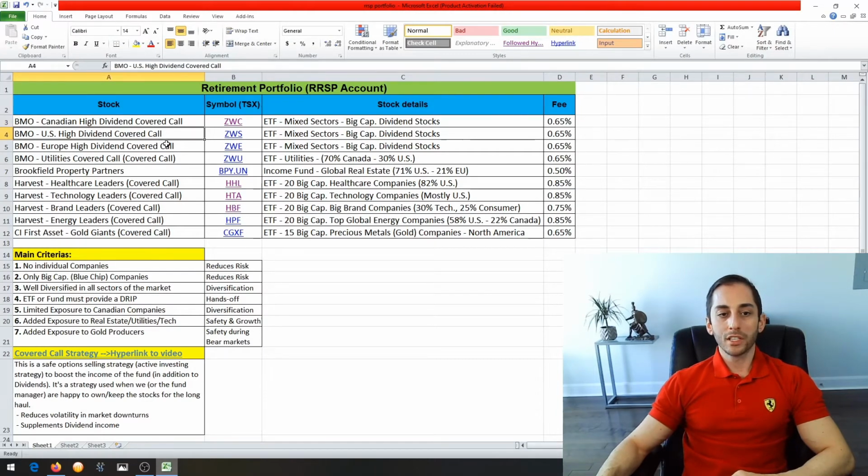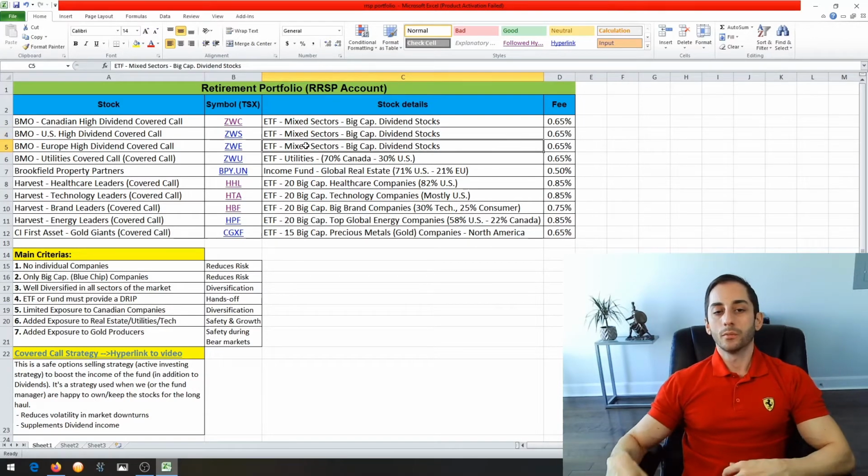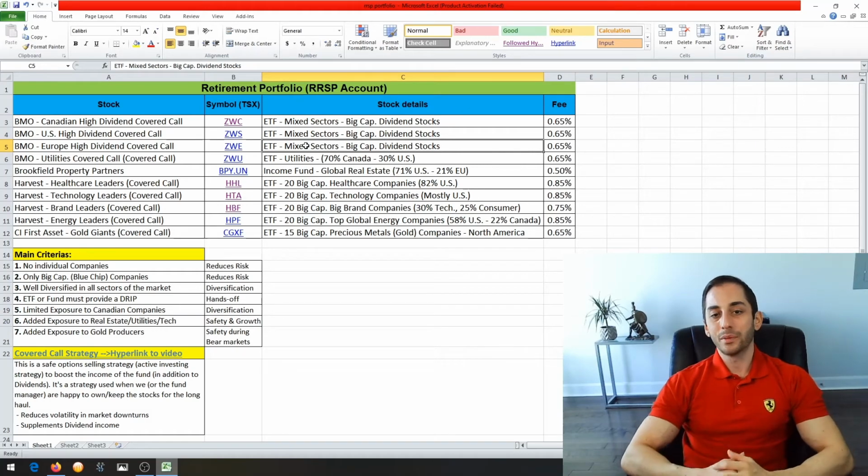The next two funds pretty much have the same purpose except in different regions. The next one is the BMO US High Dividend Covered Call Fund, and then you have the Europe High Dividend Covered Call. What you have in there is really big cap dividend stocks dealing with all sectors of the market. So a really good way to get broad exposure to dividend stocks, not only in Canada, but in the US and Europe as well.